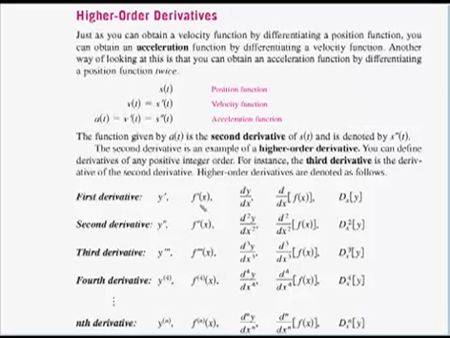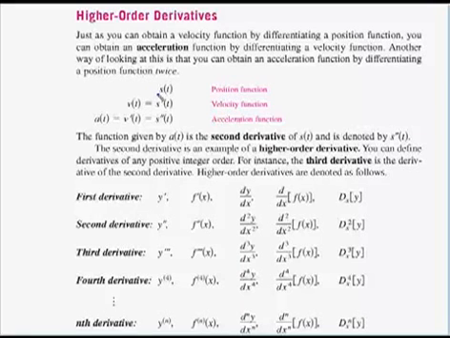Okay, I think this is about the last topic here for this section. We'll go over this in example 10 and we'll be done here. And this is easy. It's just higher order derivatives. Just as you obtain the velocity function by differentiating the position function, you can obtain an acceleration function by differentiating a velocity function. Another way of looking at this is you can obtain the acceleration function by differentiating the position function twice.